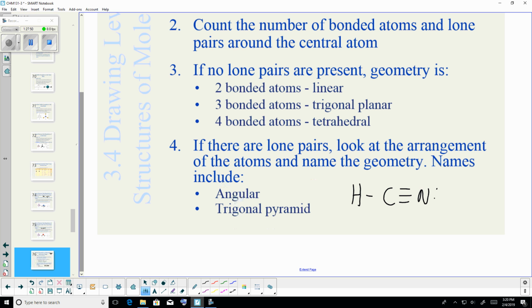If I were to do formaldehyde for you, this is the structure for formaldehyde. How many things around the carbon? 3. Are there any lone pairs around the carbon? So 3 things, no lone pairs makes it trigonal planar. See how easy that is? You just got to practice.